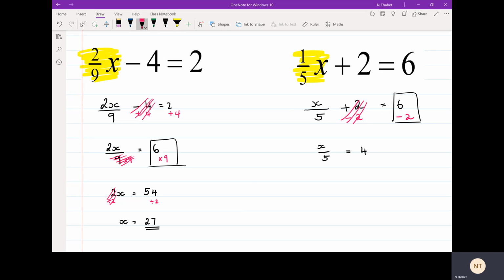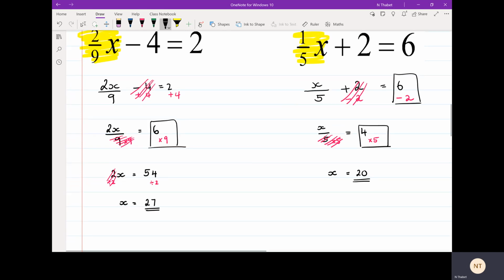The last thing that happened is the divide by 5. So I'm going to multiply both sides by 5. Divide by 5 times 5 cancel, leaves me with a 1x, which is what I want, and then the 4 times 5, which is 20. So x equals 20. There's nothing more to do, no division, because I already have my 1x.